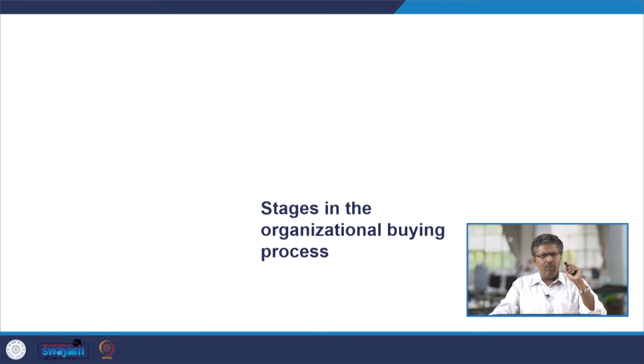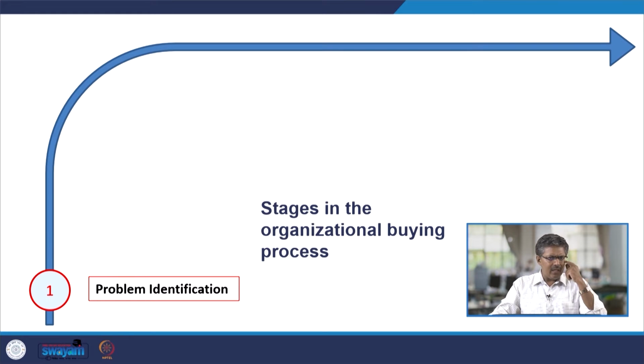Now, what are the different stages in the organizational buying process? So, let us see. The first stage in any organizational buying process starts with problem identification. It is very interesting to know that problem identification looks like a very simple term, but actually it is a very complex thing.